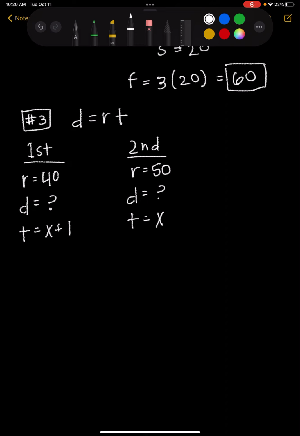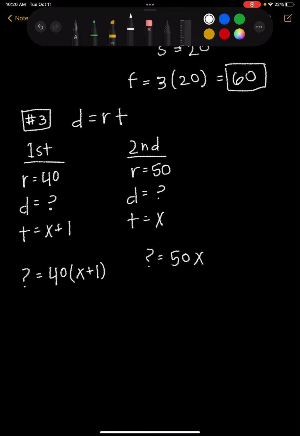equals rate times time equation for both equations. So distance is question mark equals rate, which is 40, times time, which is X plus 1. Then for my second bus, I'm going to have distance, which is question mark again, equals rate, which is 50, times time, which is X.